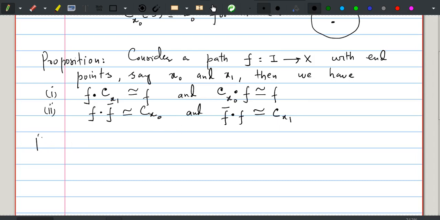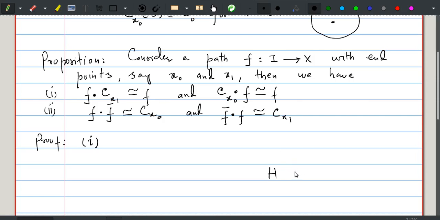Let us prove this. First we have item 1. Now to prove that f product with c sub x1 is homotopic to f, we have to cook up a homotopy, say H, which takes f dot c sub x1 all the way from the bottom to the top to this little f.